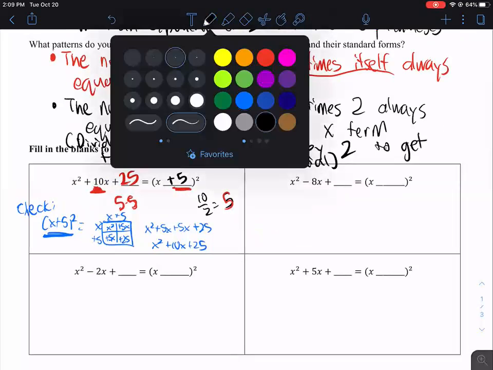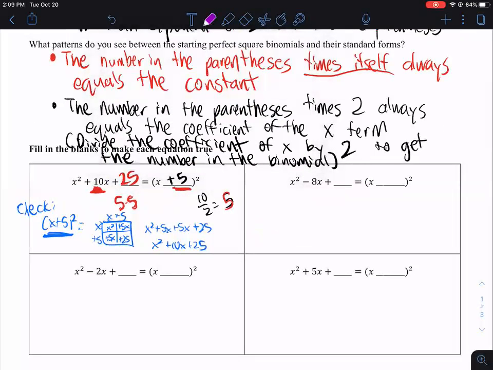Okay, so hopefully what you did for the top right problem is first you would divide the coefficient of x, so the -8 by 2, that gives you -4. That goes in the binomial in the parentheses. Then we take that -4 over to the other side and we do -4 times itself. So -4 times -4 is +16.